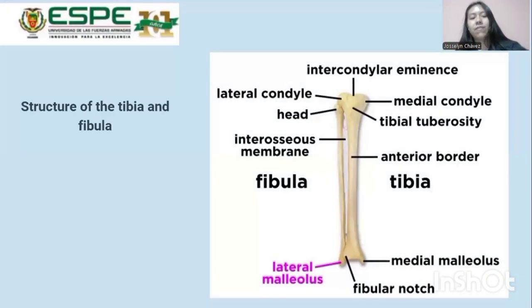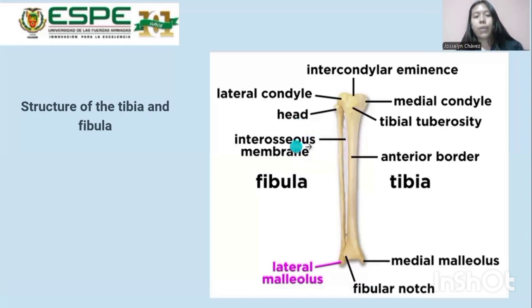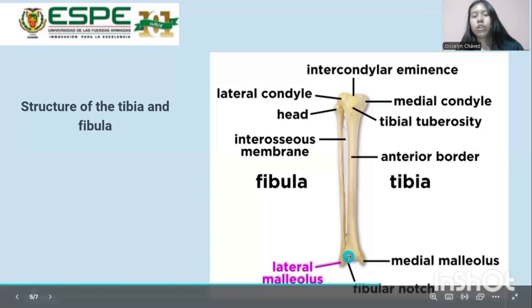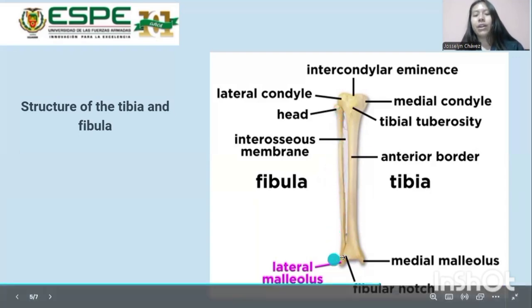Structure of the tibia and fibula. In the middle of the tibia and fibula is the interosseous membrane. The tibia is composed of the lateral and medial condyles, intercondylar eminence, tibial tuberosity, anterior border, medial malleolus, and fibular notch. The fibula is composed of the head and lateral malleolus.